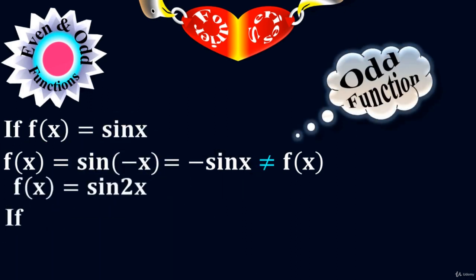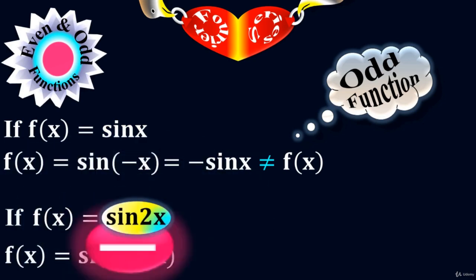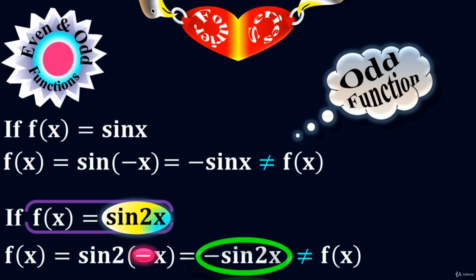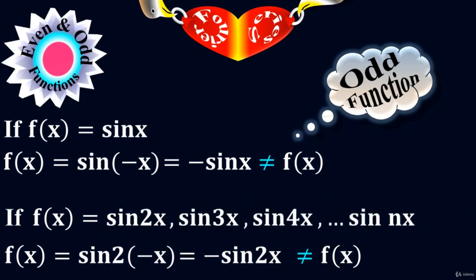Similarly, if I take a function f of x equals sine 2x, and I multiply the variable x by minus, it equals minus sine 2x, which is not equal to f of x. My function is sine 2x here, and if I multiply the variable x by minus, it equals minus sine 2x, which is something different, because my original function f of x is plus sine 2x. Therefore, sine 2x is also an odd function, and so is sine 3x, sine 4x, and so on. These all are odd functions.